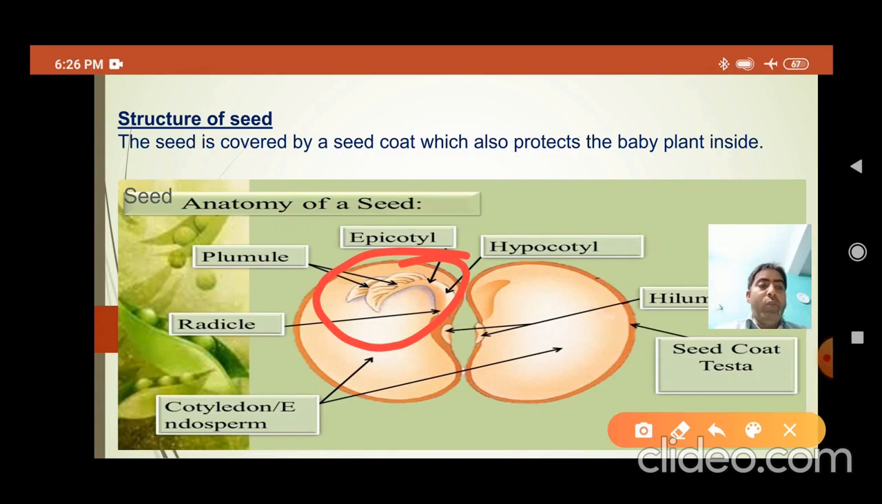The outermost part of a seed is called the seed coat or testa. What is the function of the seed testa? It protects the seed from being damaged. And the seed of flowering plants has one or two seed leaves, that is cotyledons.